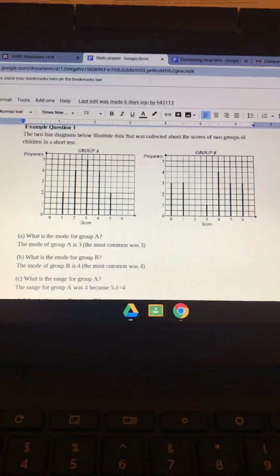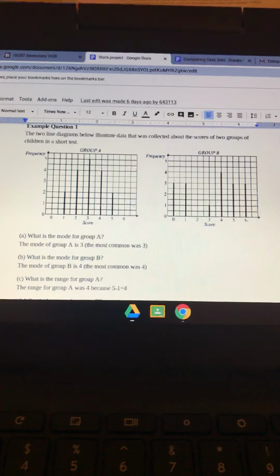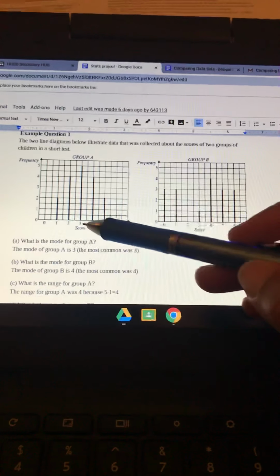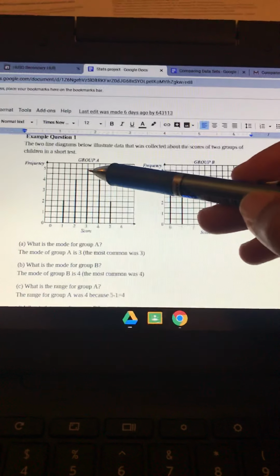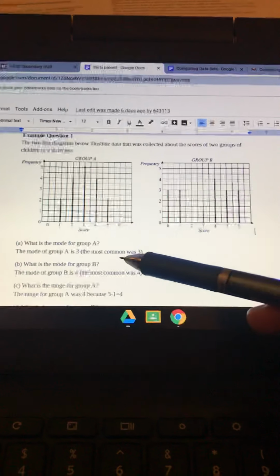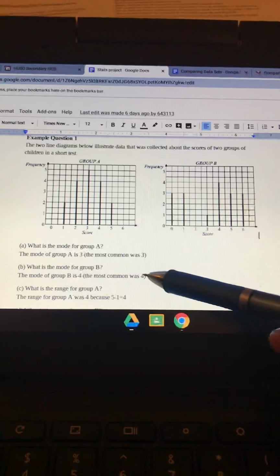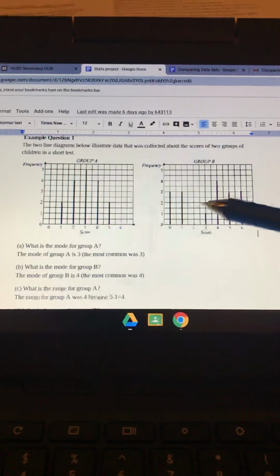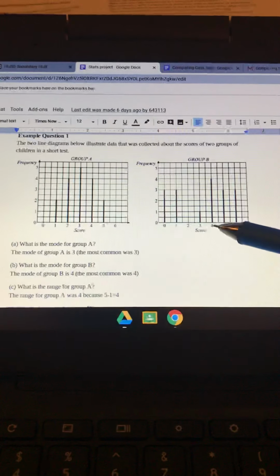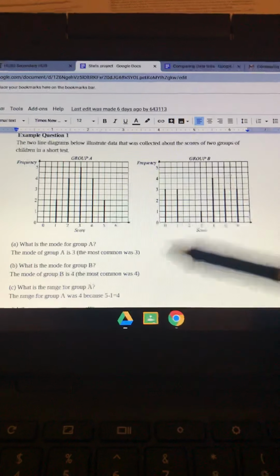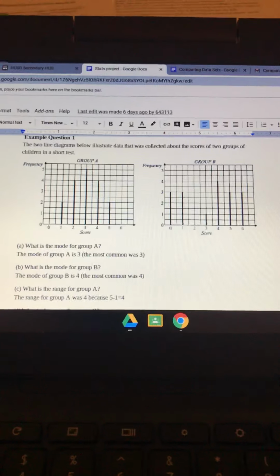So what is the mode for group A? The mode is the number that shows up the most, or the most common. So you can see here that 3 has the highest score in group A. So the mode of group A is 3. What is the mode for group B? So group B, you can see this line is higher than all of the rest. So the number that shows up the most in group B is 4.